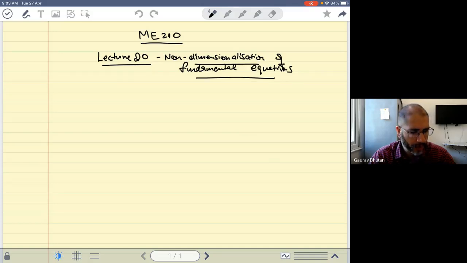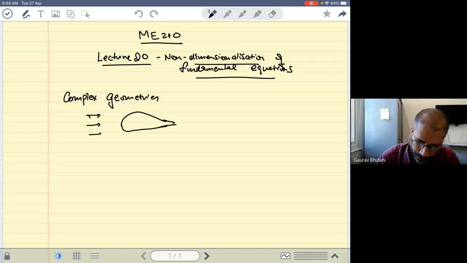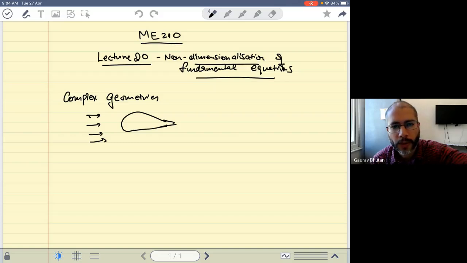So what we said was that to solve problems which have complex geometries, like the example problem we took of an aerofoil, and there is some flow happening past it. We said that for such cases, it's not possible to solve the problem analytically. It's not possible to obtain a closed form mathematical solution of the Navier-Stokes equations. So what we do is we take a completely experimental approach.